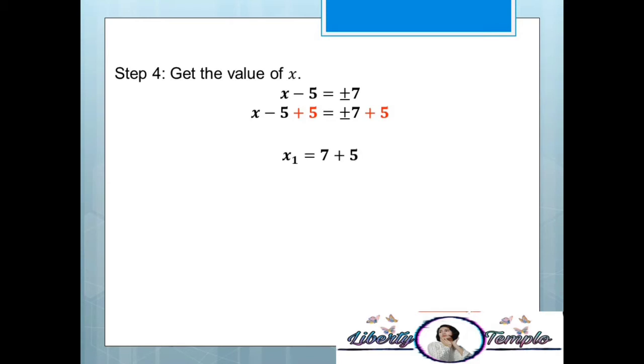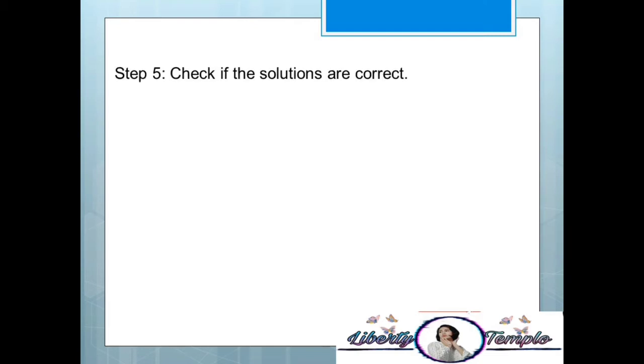So we have our x sub 1 is equal to positive 7 plus 5. That is equal to 12. And we have our x sub 2, which is negative 7 plus 5. And that is equal to negative 2. Since we now have the value of our x, we need to check if the solutions are correct. To check if the solutions are correct, we just have to substitute the values of x to our original equation.